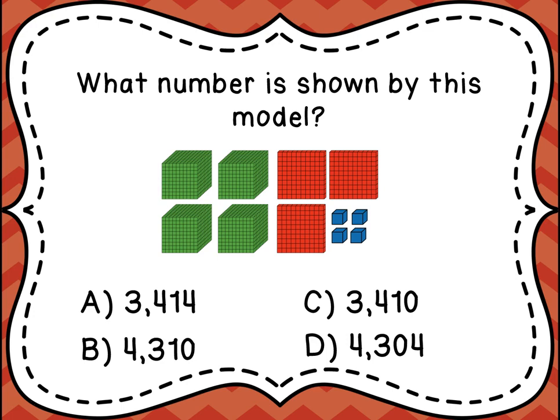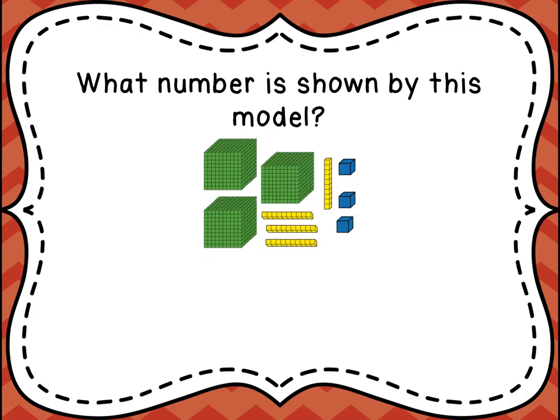And if you told me that the correct answer was 4,304, because there are 4 in the thousands place, 3 in the hundreds place, no tens, there are no tens rods here, and 4 in the ones. If you said letter D, 4,304, you would be correct. Okay, here's another one for you.